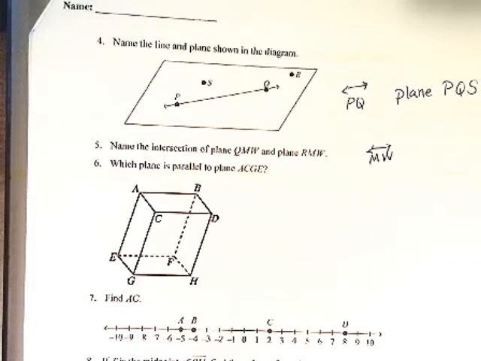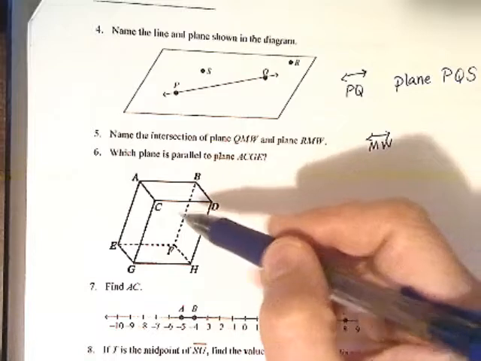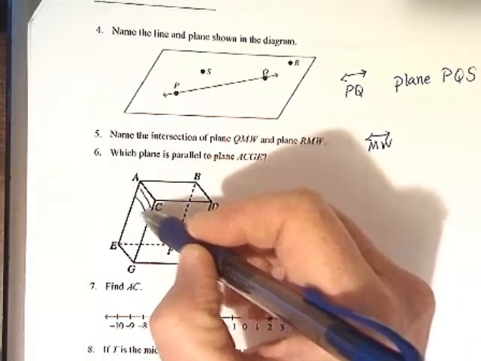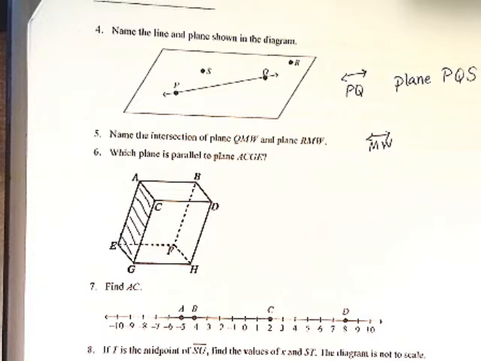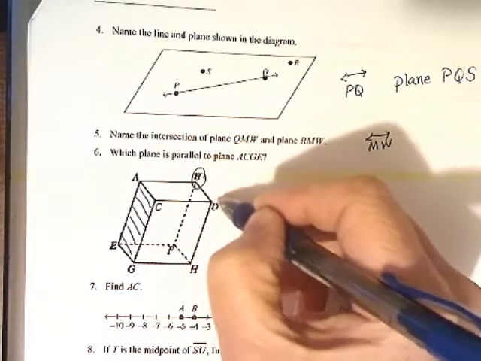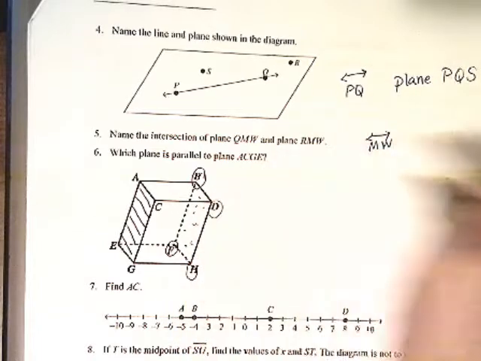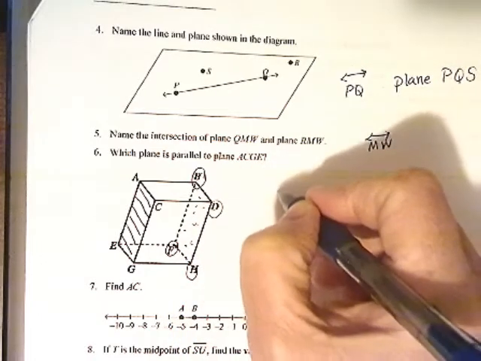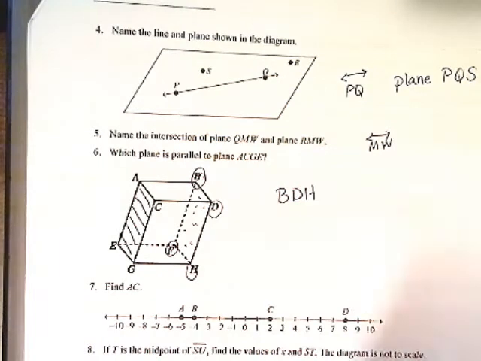Number 6 says, which plane is parallel to plane ACGE? There's ACGE right there. And the one that's parallel to it would be the one that contains B, D, F, and H. This one with polka dots. And you can use any three of those letters. B, D, H is one way to name it. You could have named it B, D, F, or F, D, B, any of those.